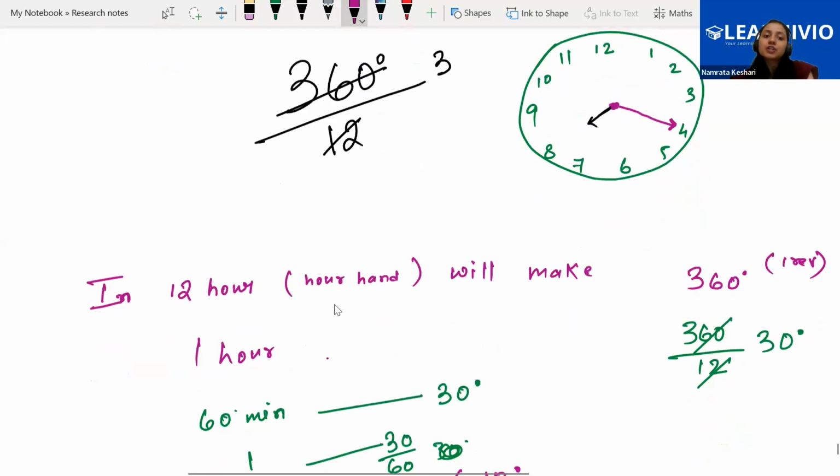So just like the previous question, we are taking that the hour hand will complete one revolution in 12 hours. Yes or no? Yes, ma'am. Okay, in 1 hour it will make 30 degree. Yes or no?